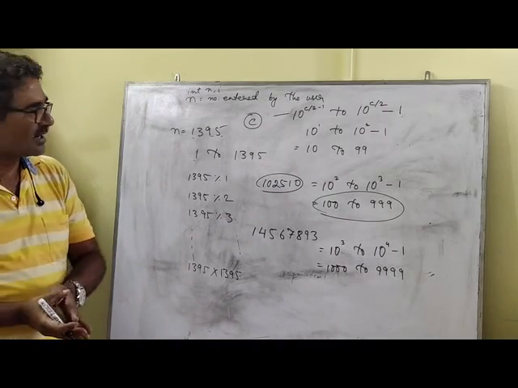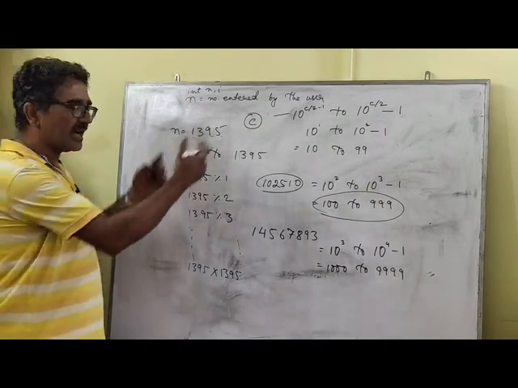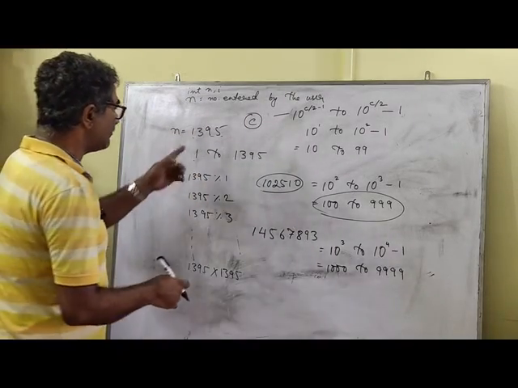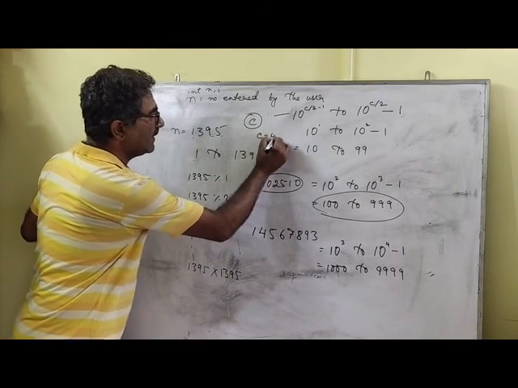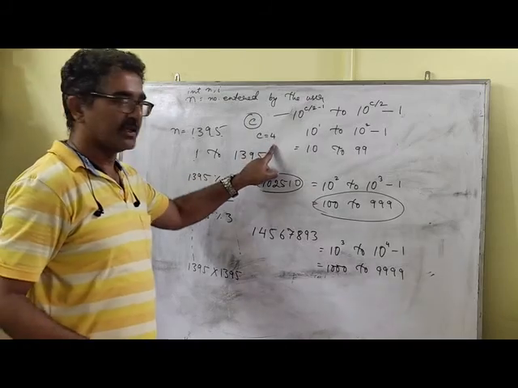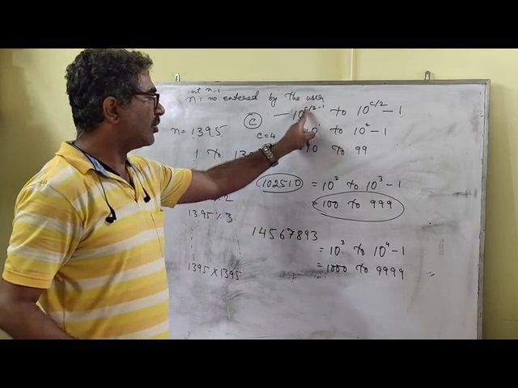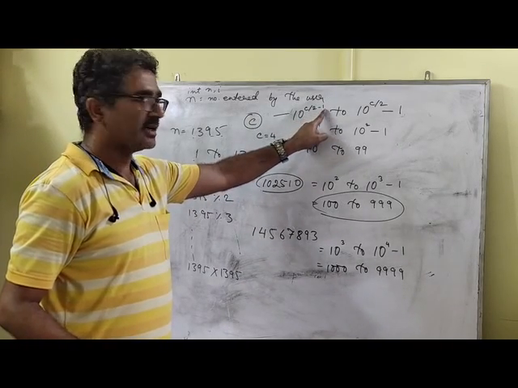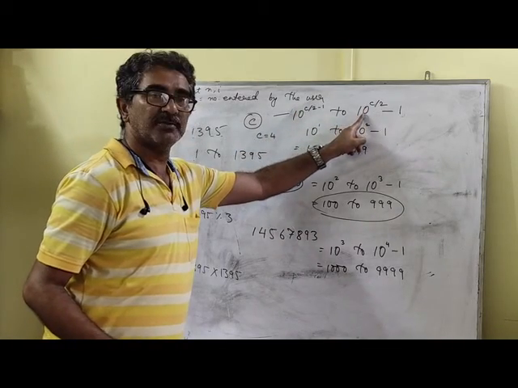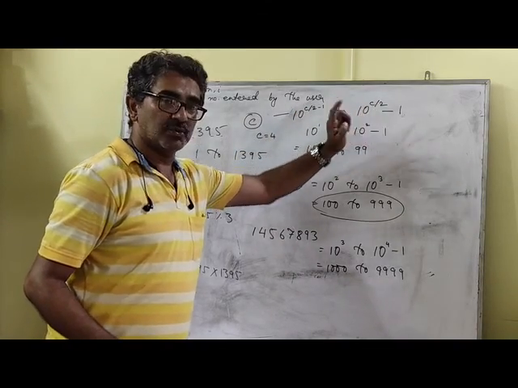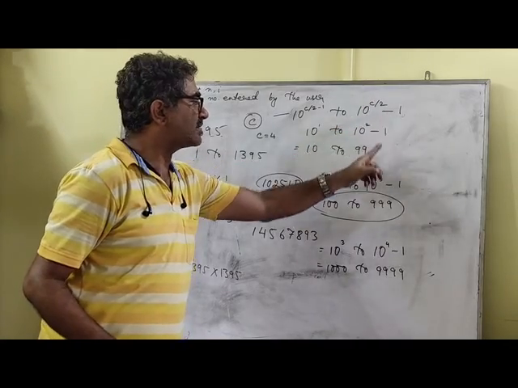I believe you can understand what is happening. Say, for example, I'll tell you the meaning, do not worry. Suppose it consists of 4 digits, so c is 4. Now if c is 4, what is happening? 4 by 2 is 2, 2 minus 1 is 1, so 10 to the power 1. And 10 to the power of 4 by 2, that is 10 to the power 2, is 100, and 100 minus 1 is 99.